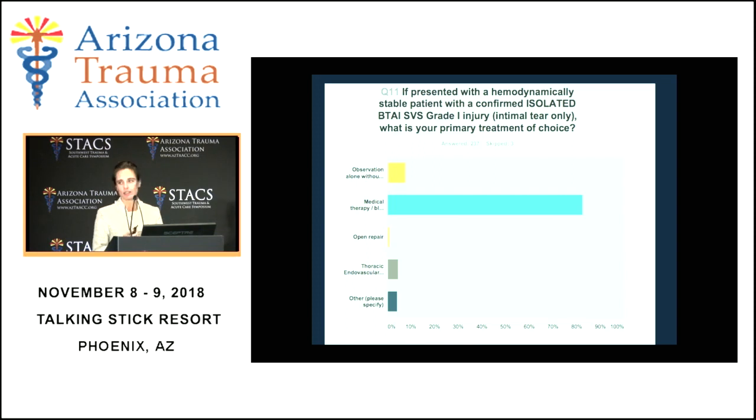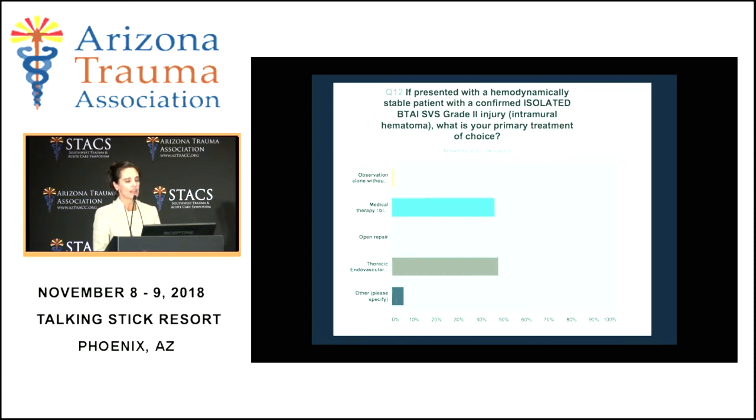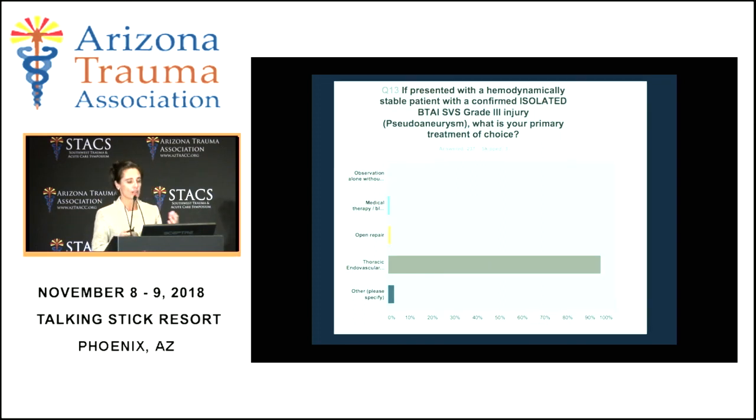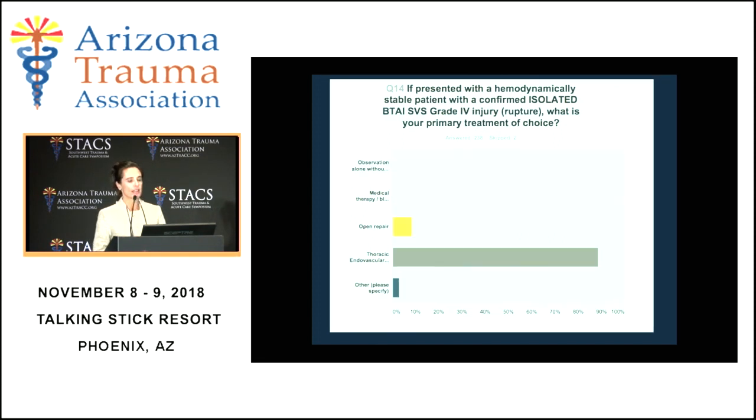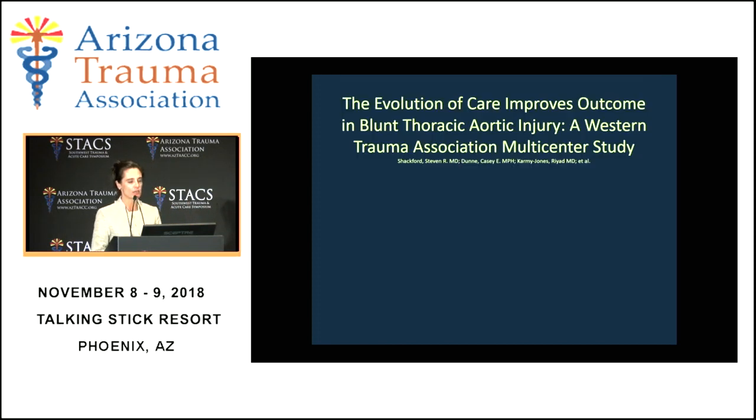So not surprisingly, most people would not treat a grade 1 injury except with medical therapy. For grade 2, it was actually split. Half the group said I would treat with medical therapy, half the group would do a TEVAR. Grade 3, almost everyone, not surprisingly, as we've talked about, does a TEVAR, and grade 4 also does a TEVAR. So again, demonstrating that even in a grade 4 injury, this is a ruptured aorta, people are still going to pursue TEVAR as the treatment of choice rather than open repair. So another example of the contemporary treatment change.